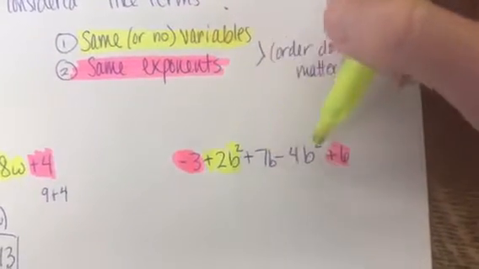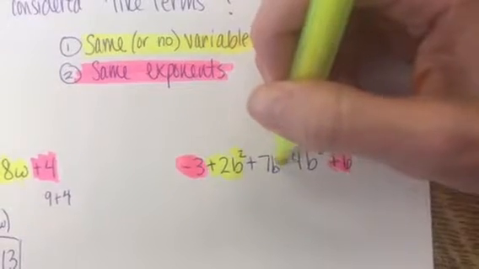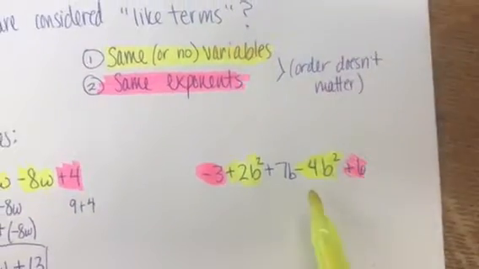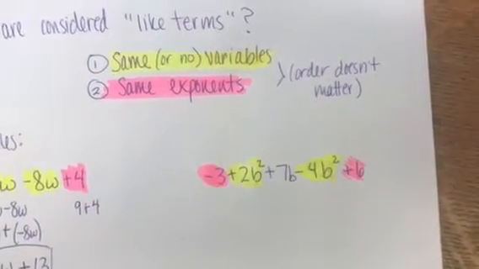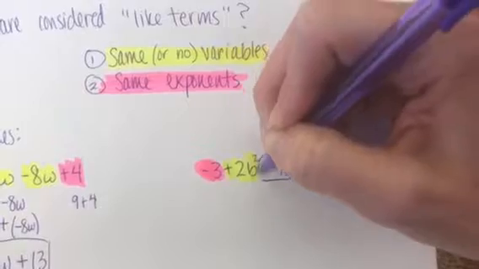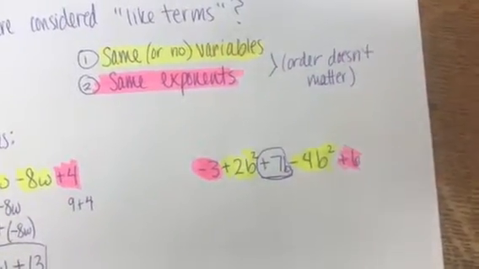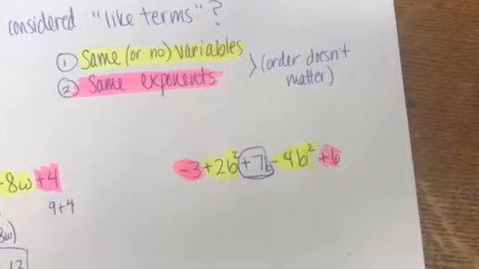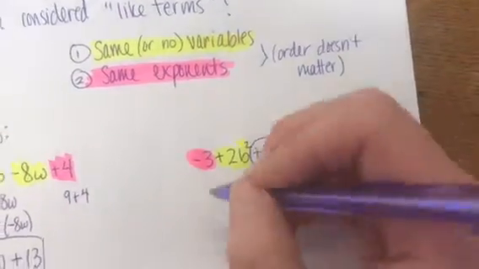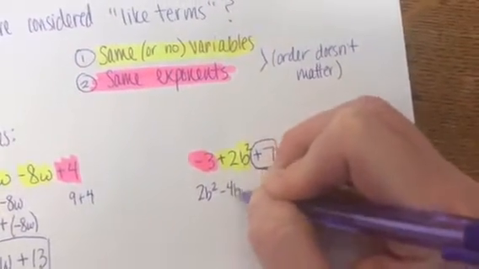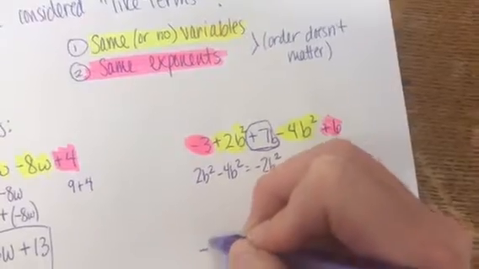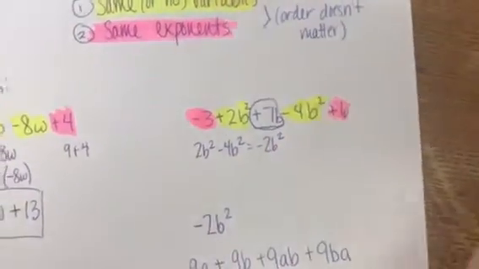So those are not like terms. But my negative 4b squared, that is a like term with my positive 2b squared. Notice that I'm including the sign with it. And then finally I have a positive 7b. I'll just circle that one because I don't have another highlighter color. So those are the three different sets of terms that I have to combine. 2b squared minus 4b squared is negative 2b squared. So that will be one of the terms in my final expression.